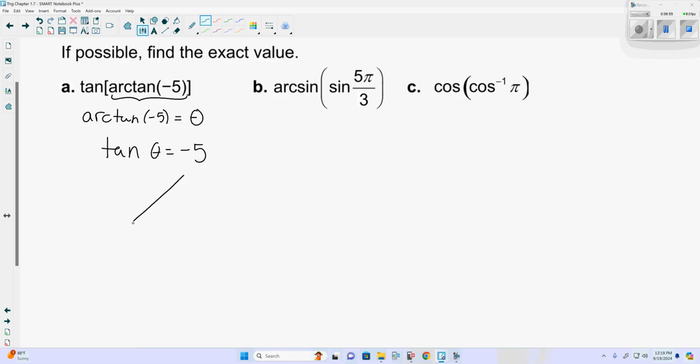So again, triangle. If we set the triangle up, tangent is opposite over adjacent, yes? So the opposite side would be negative 5. So what would the adjacent side be? Well, that'd be 5. What's the denominator of negative 5?